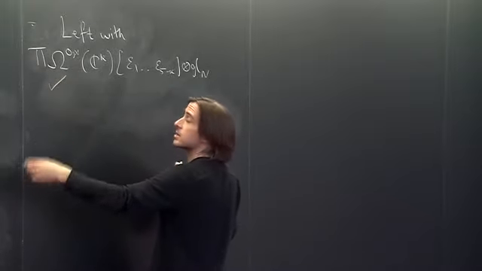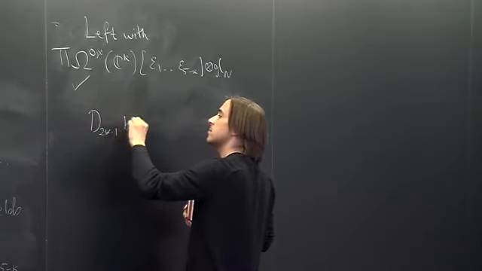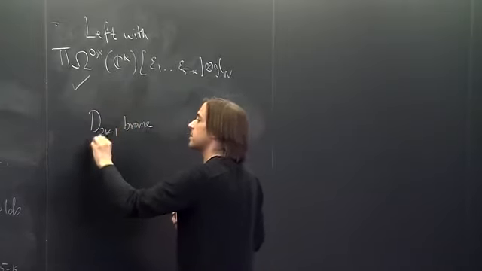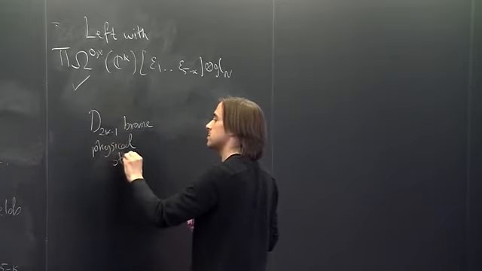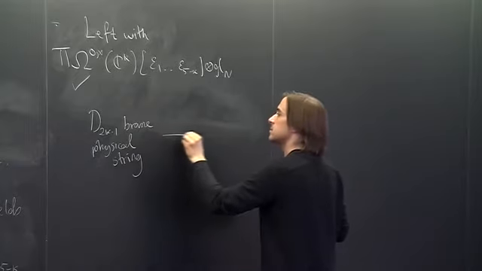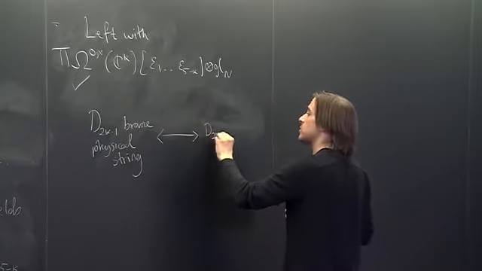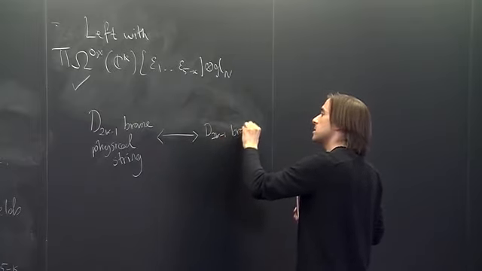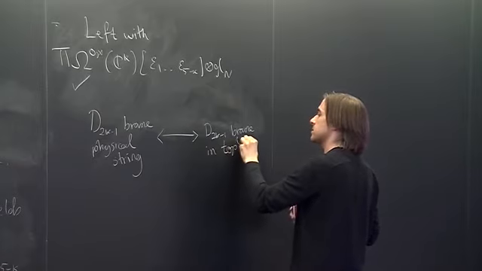So this argument tells us that a D(2k minus 1) brane in the physical string really matches up with a D(2k minus 1) brane in the topological string.